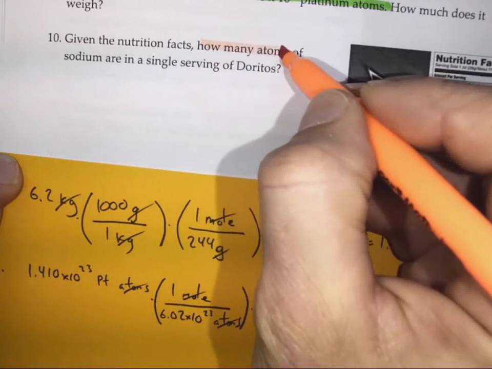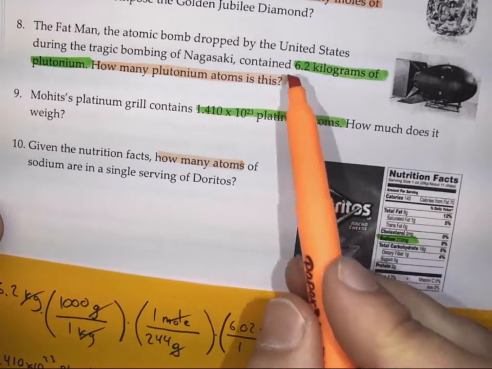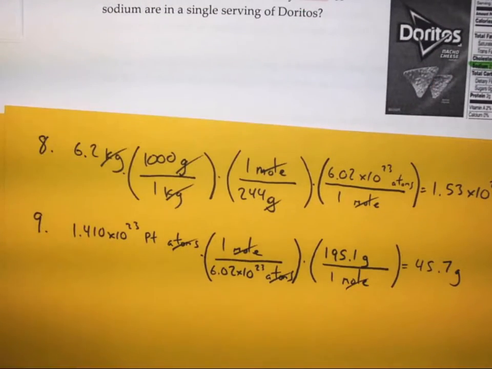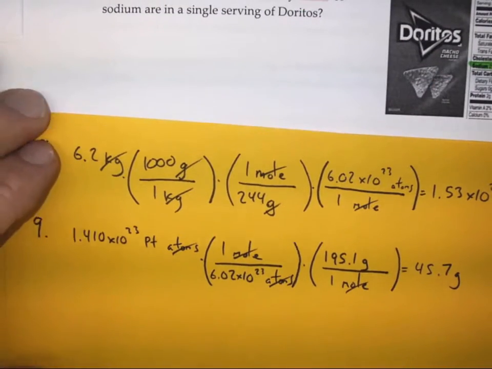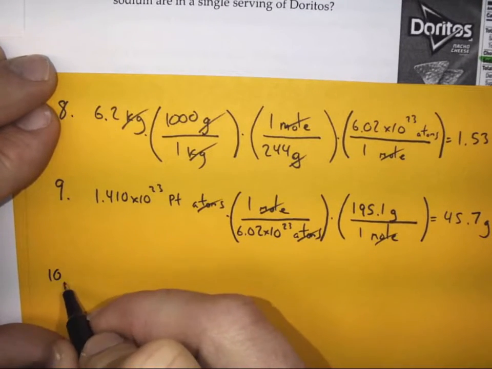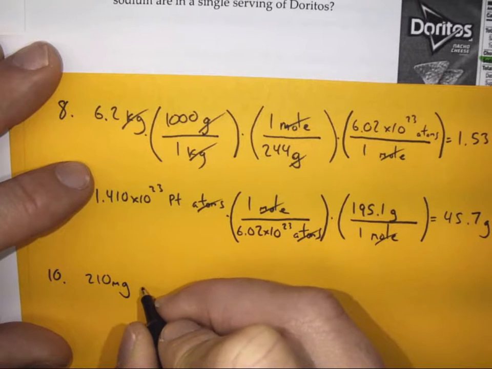So this is quite similar to the Fat Man question. We're given a mass, and we're asked how many atoms. We're going to find that these types of questions are often quite repetitive. So I'll write down what I'm given here. I'm given 210 milligrams of sodium.